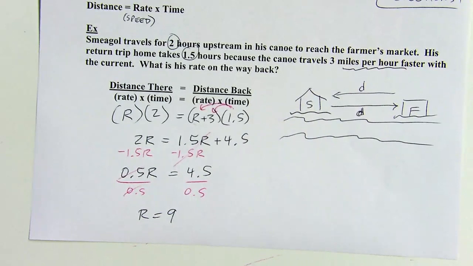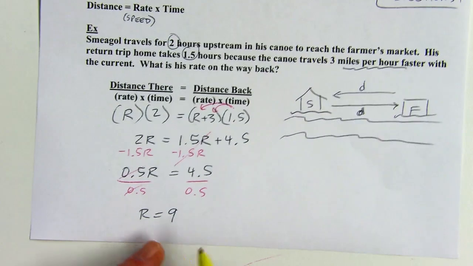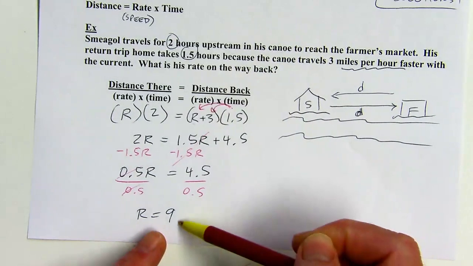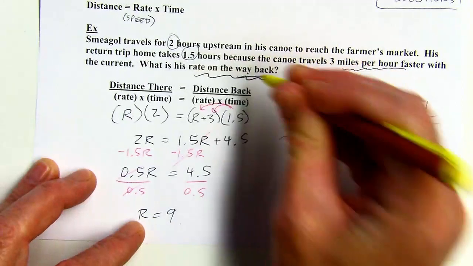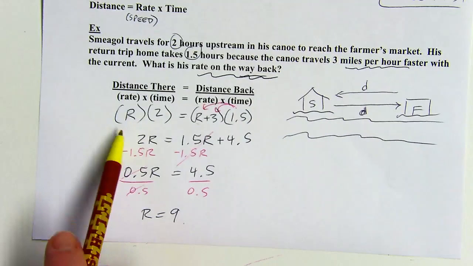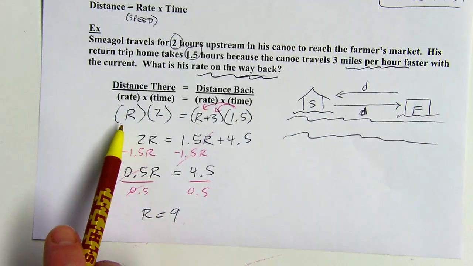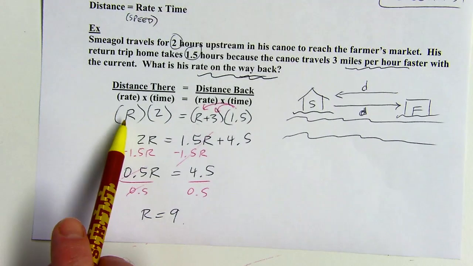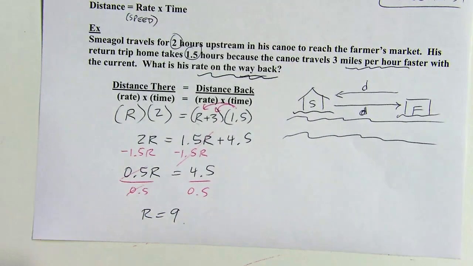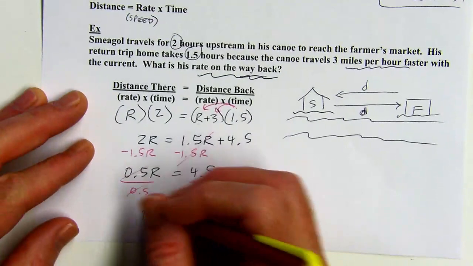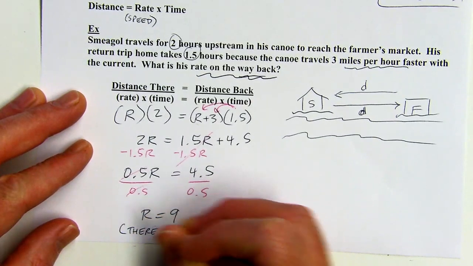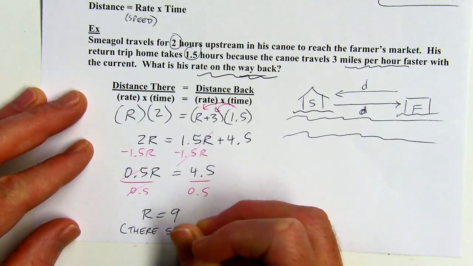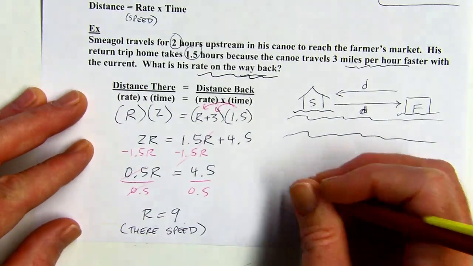Okay. Now it's really tempting to say your answer, okay, what's the rate on the way back? Oh, it's 9 miles per hour. But hang on, this is the rate on the way back. This is the rate on the way there. On the way there, it's 9 miles per hour because that's where the R goes. So this is their speed. But that's not what we want. We want the speed on the way back.